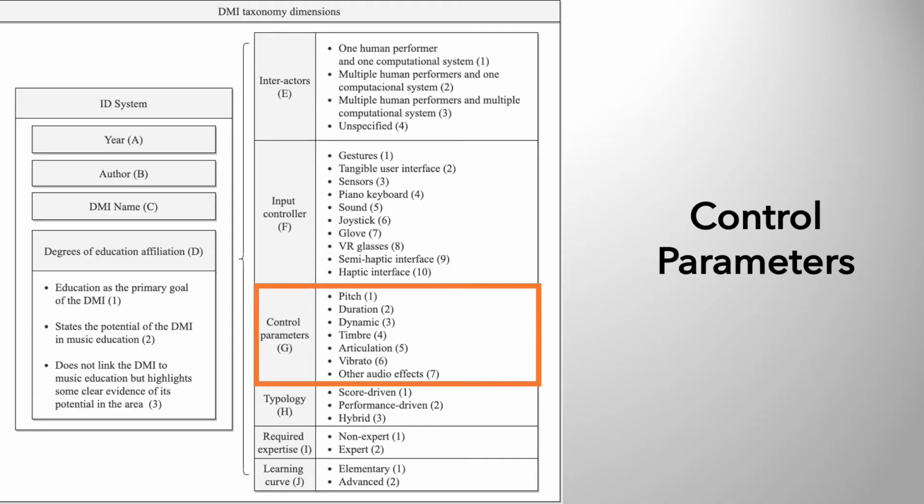The control parameters dimension in our taxonomy is split into 7 categories: pitch, duration, dynamics, tone color, articulation, vibrato, and other audio effects. The list of control parameters includes both primary and secondary properties of music notation, as well as expressive performance qualities.